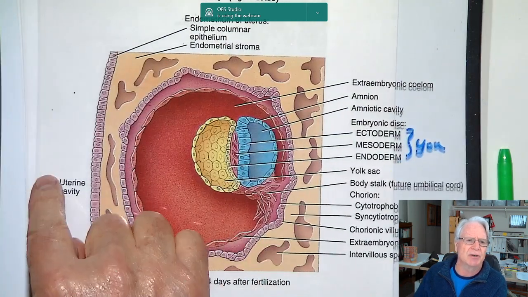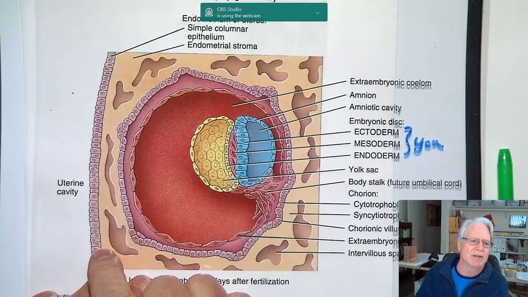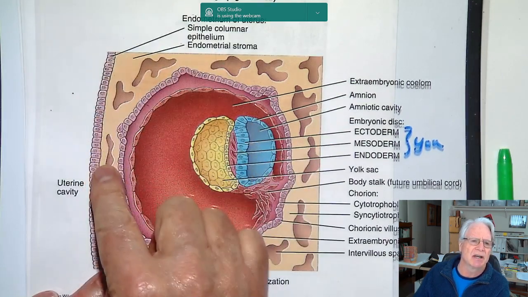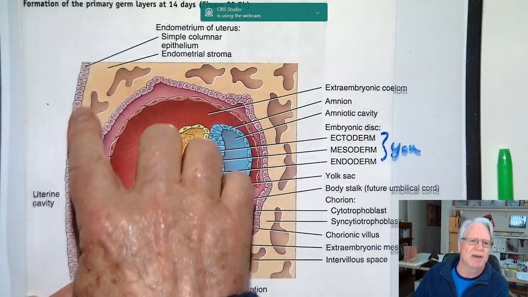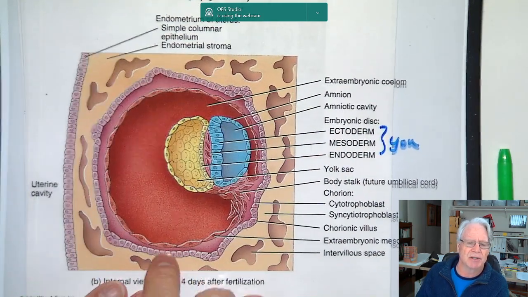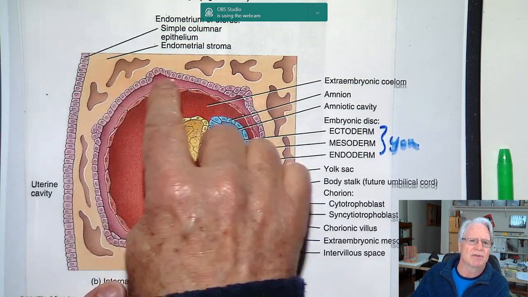So this is the uterine cavity here. And this is an epithelial layer, that simple columnar epithelium that's covering this. And this is a highly vascular tissue that has been produced as a result of the female cycle.